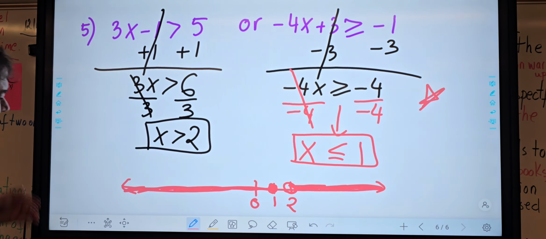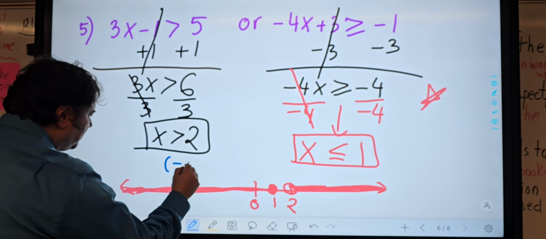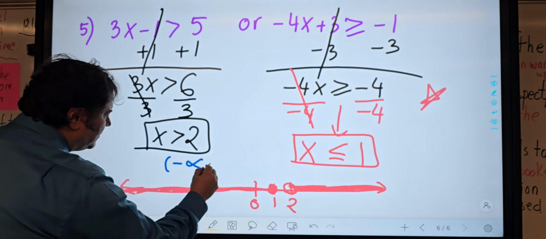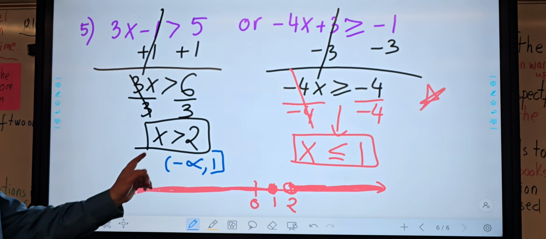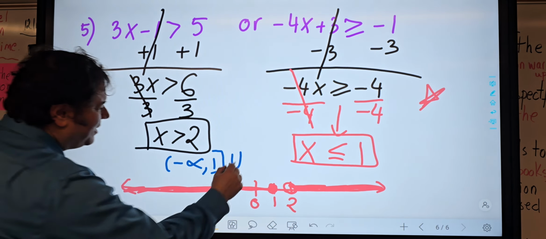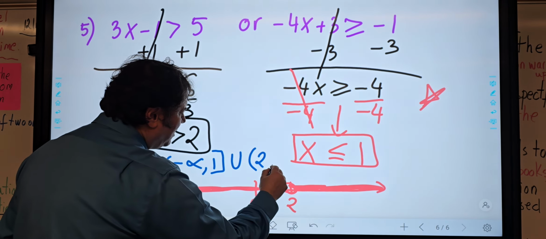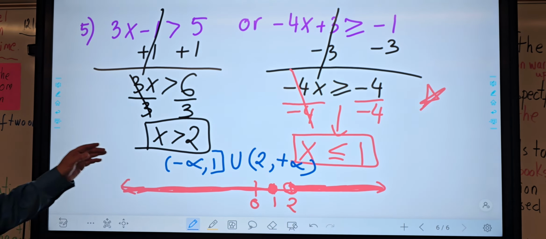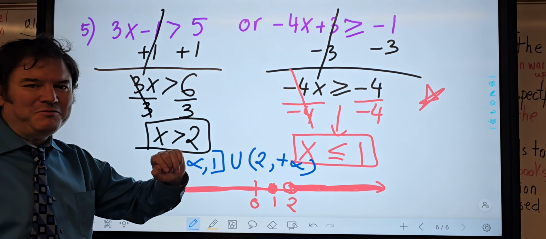So our final answer using the interval notation, so we go negative infinity, and it's gonna be all the way to 1, right? And at 1 we have a closed bracket, and then we are going to have a union, and then at 2 we have a little open parenthesis because it's open dot 2. It goes all the way to positive infinity. And that's our final answer. Negative infinity to 1, bracket, union 2 to positive infinity.